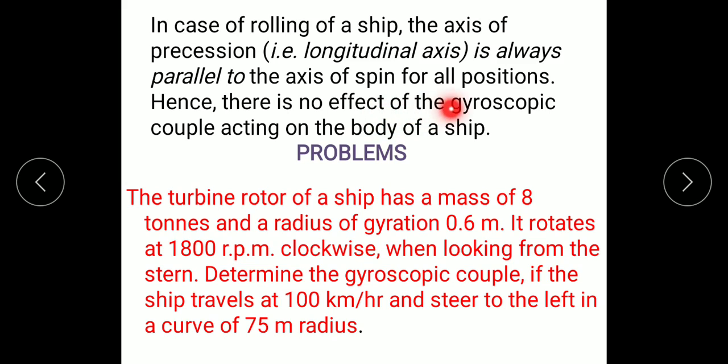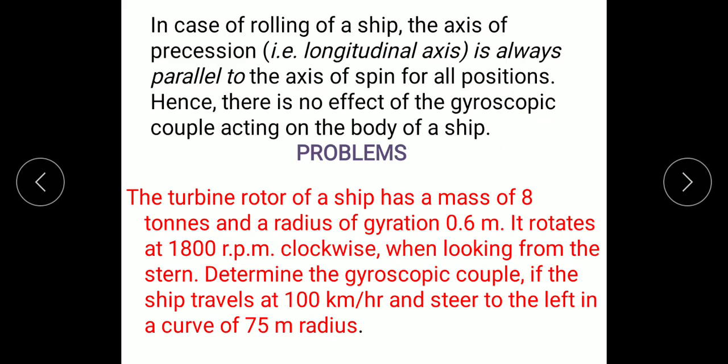Hence there is no effect of the gyroscopic couple acting on the body of the ship. So why is there no gyroscopic effect on rolling in ships? Here the axis of spin is parallel to the axis of precession. That's why there is no gyroscopic effect on a ship during rolling. So when we consider a ship, we will conclude these three once again.